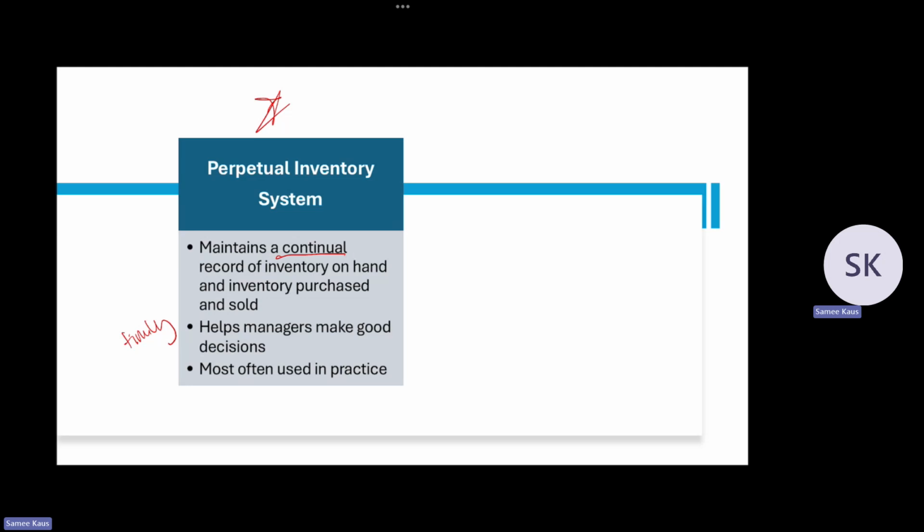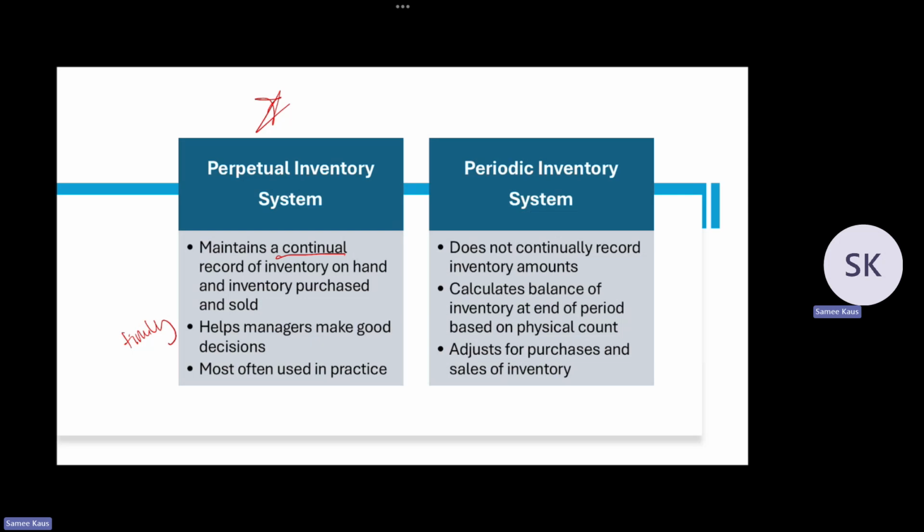The other system that you could use is called a periodic inventory system. A periodic inventory system does not continually record inventory amounts. You simply calculate the balance of inventory at the end of the period based on a physical count of inventory in your warehouse, and I adjust for purchases and the sale of inventory. So if you're a really big corporation, you probably use a perpetual inventory system. If you're a smaller business, you might use a periodic inventory system.